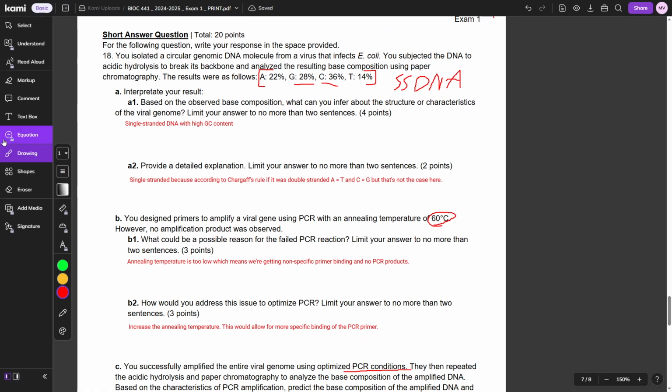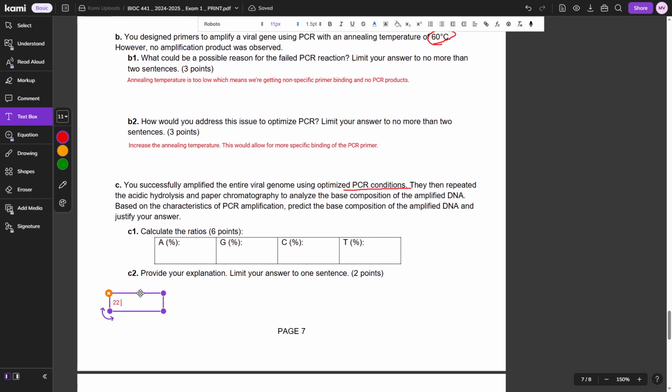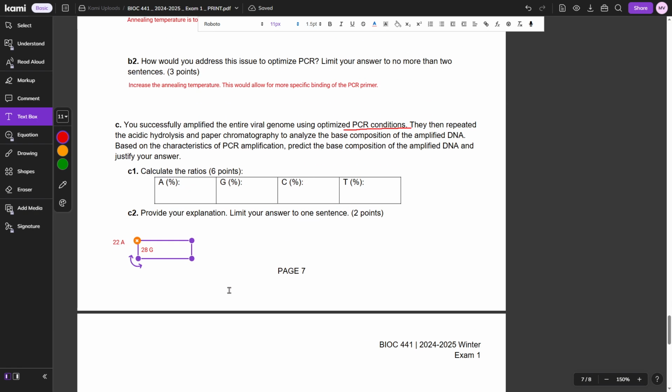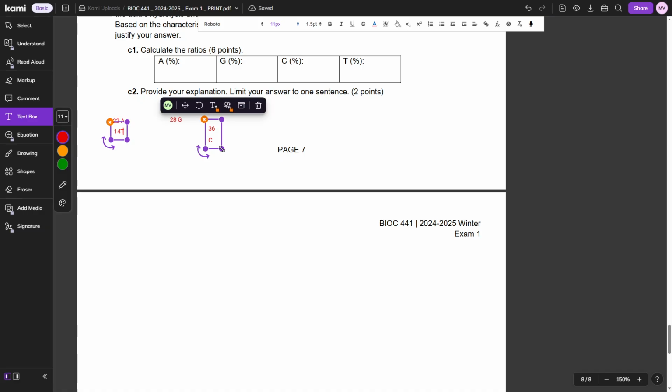So, what I like to do with these and the way I like to imagine this is, let's say that you have 100 bases, right? 22 are going to be A, 28 are going to be G, 36 C's, and 14 T's. Okay. So remember, these all pair up, and these pair up.